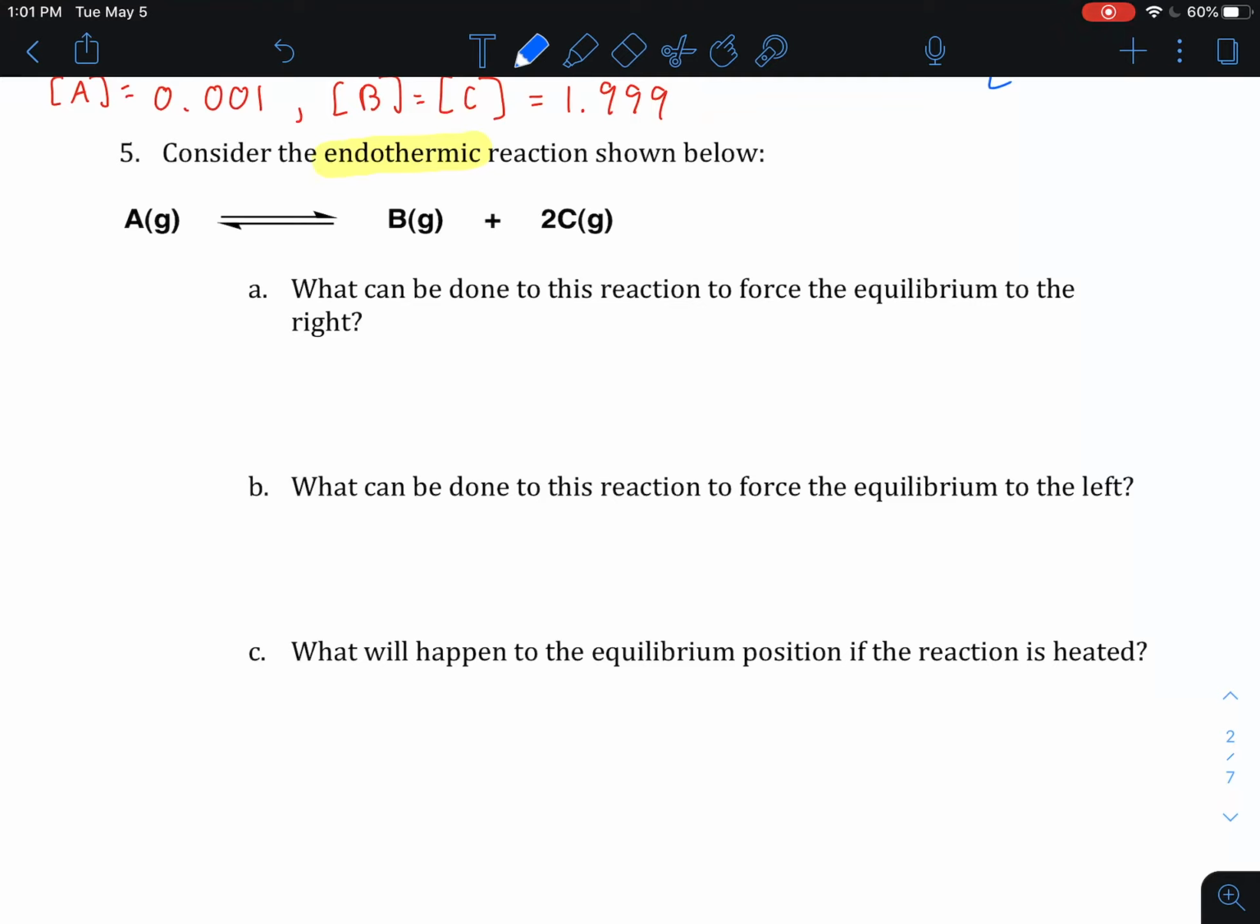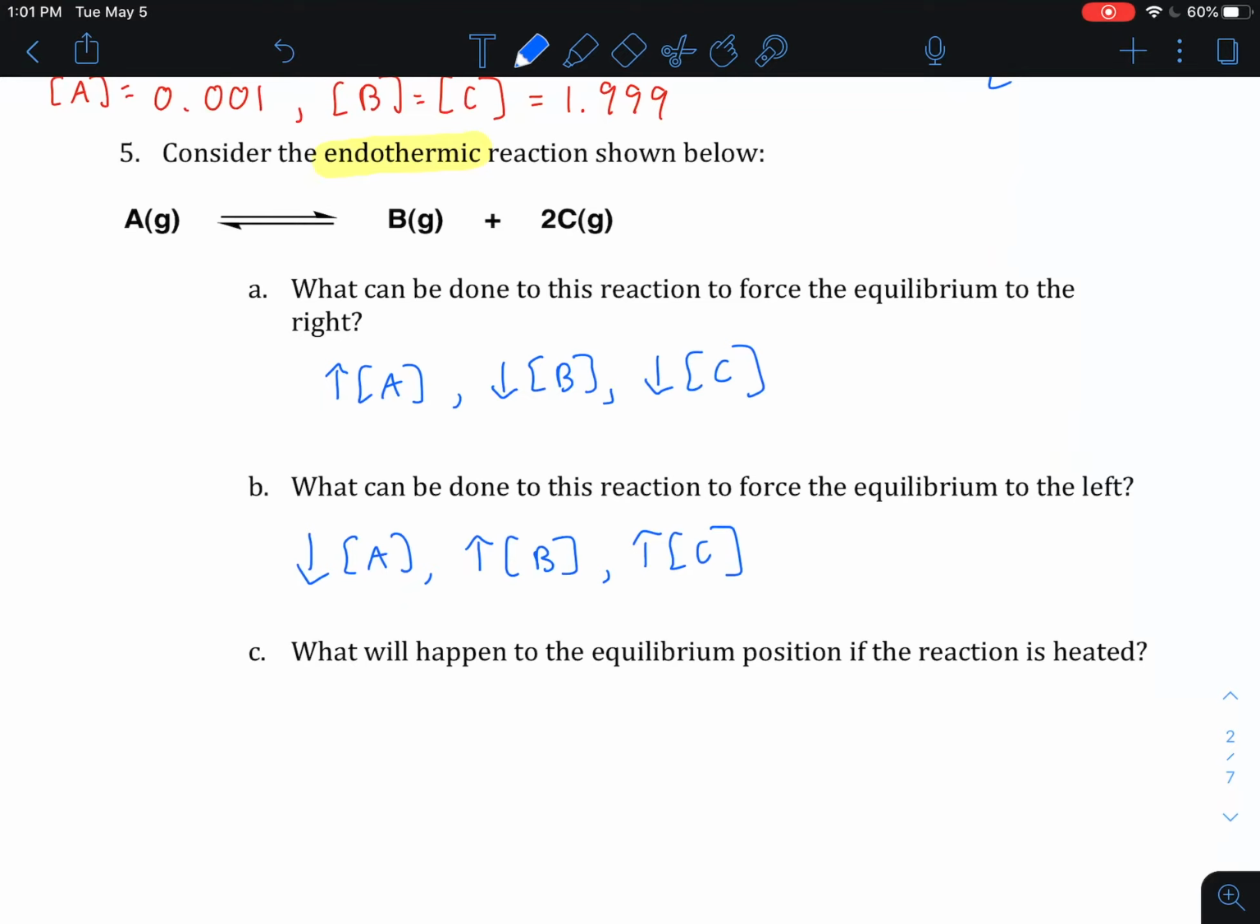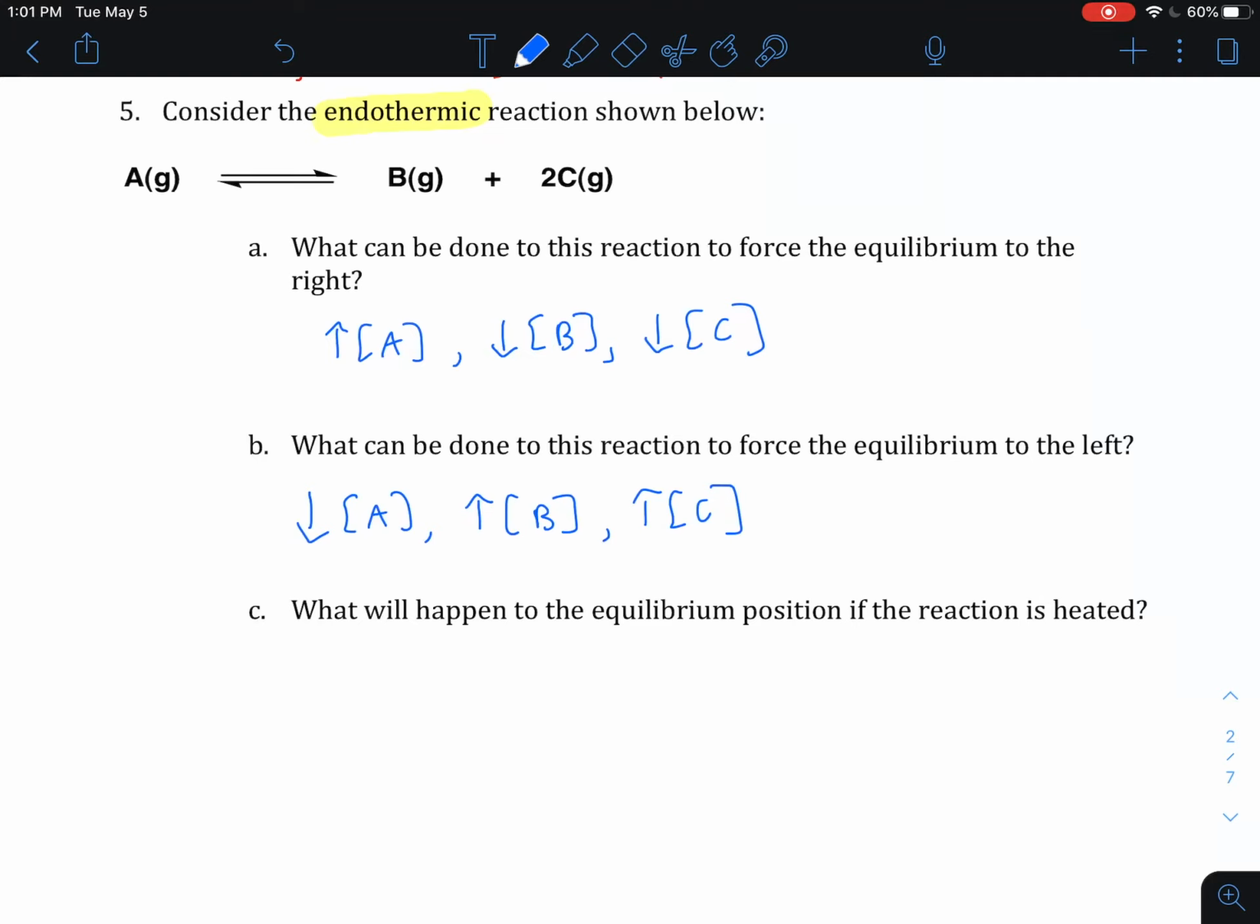Number 5, it says, consider the endothermic reaction shown below. So let's remember that it's told us it's endothermic. That will be important. What can be done to force the equilibrium to the right? So we could either increase the amount of reactant or decrease the amount of product. Any of those would cause a shift to the right. And then it says, how could we make it go to the left? By doing the opposite, reducing the amount of reactant or increasing the amount of product.